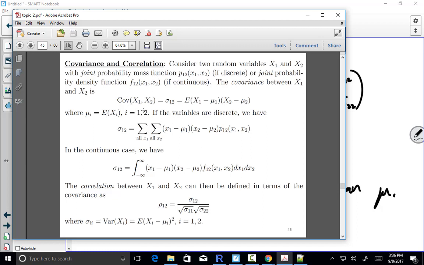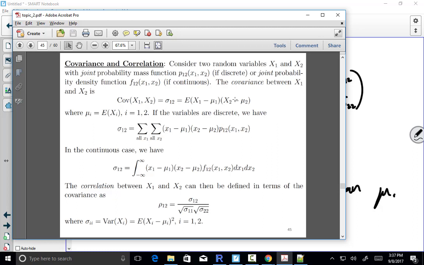Then the covariance between x1 and x2, the definition of that is, I think I showed you this last week or earlier this week, the covariance between two random variables is an expected product. And the product is of a difference, x1 compared to its mean, with the difference of x2 compared to its mean. Pretty sure I talked about this a little bit in the Q&A, so you might want to review that.